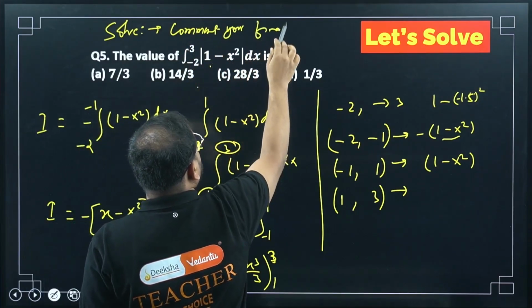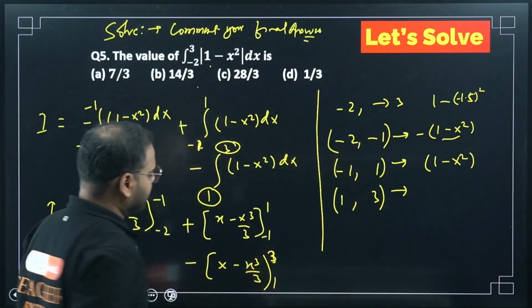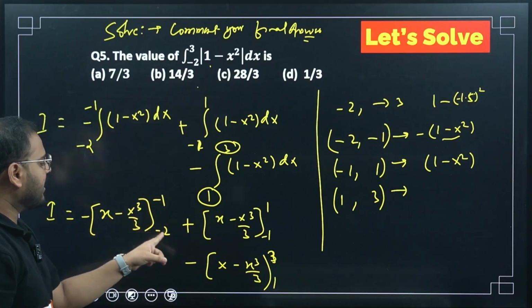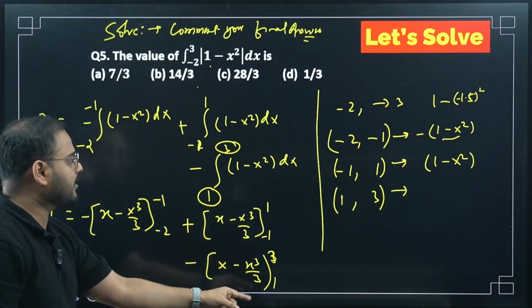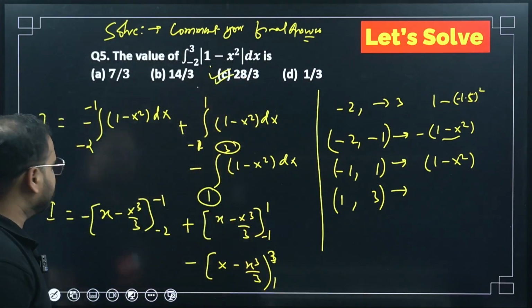Final answer, I'll give you the answer. You have to put the minus 1 in the upper limit on both sides. Again with minus 2, you will put for the lower limit 1, and then minus 1 and 3 and 1. If you do that, you're going to get the answer as C. Answer will be C.